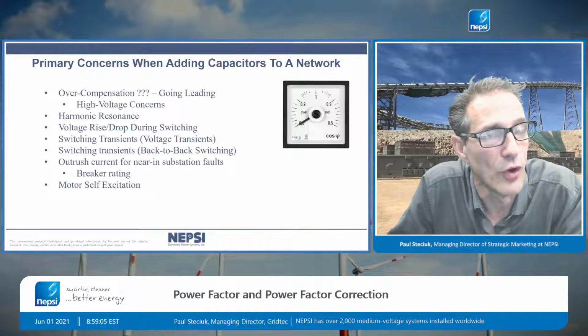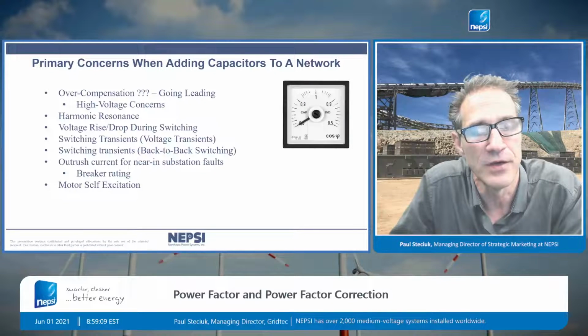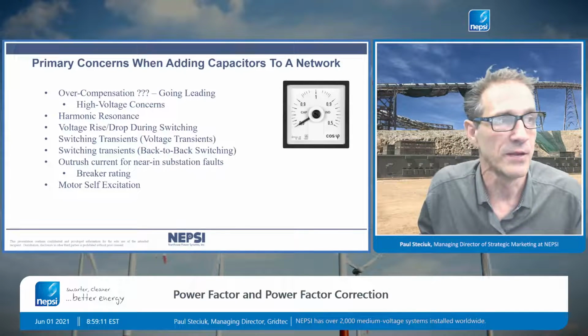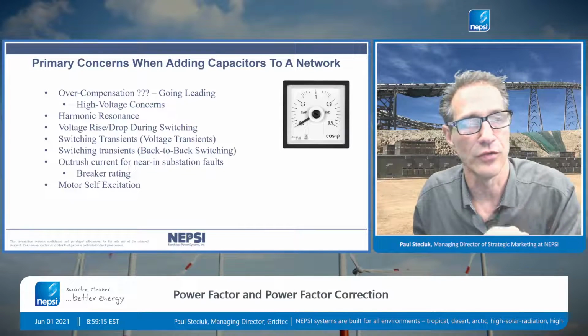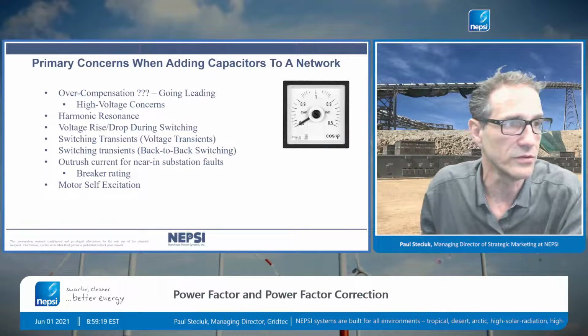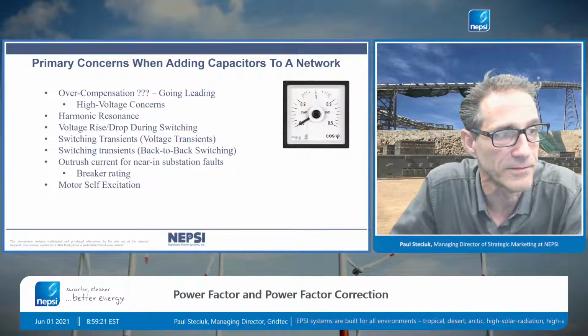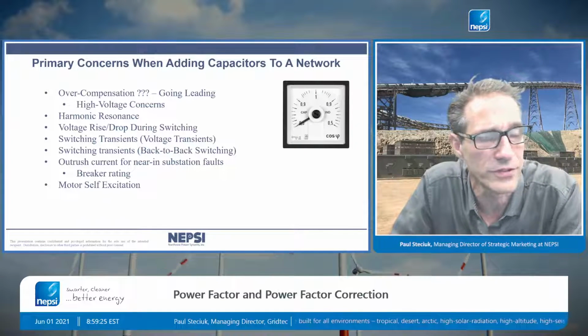If you overcompensate the system, typically you can have an overvoltage. But the reality is it takes a lot of capacitors to create an overvoltage condition, and going leading a little bit is not going to result in a high voltage concern. The calculation is very simple. I'll show you the formula in just a moment.